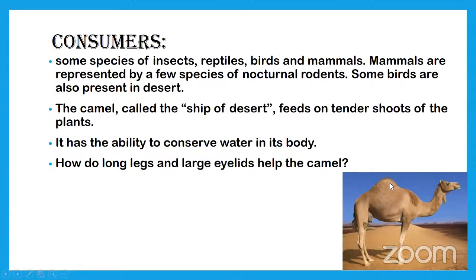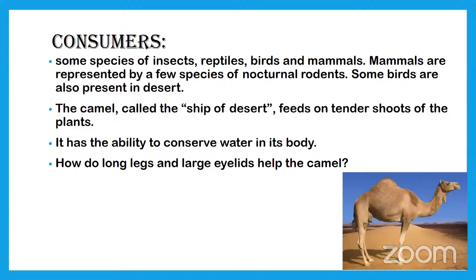This hump stores fat. This fat is useful for the camel at the time of lack of food. When food is not available, when the number of plants in the desert is low, it uses the fat stored in the hump. Actually, the camel eats the tender leaves of the plants. When food is not available, it uses the fat in the hump.